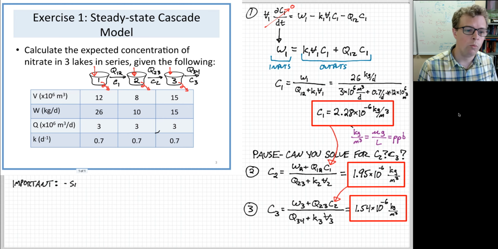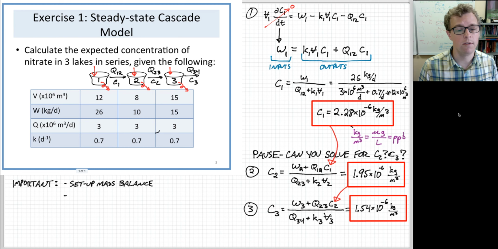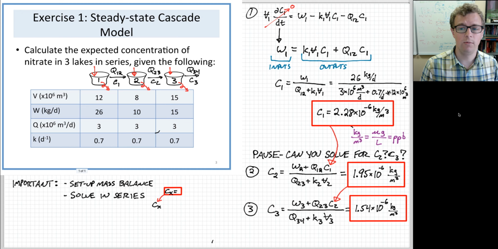I want to summarize what I think are important things to take away from this example. One, you're able to successfully and correctly set up a mass balance for each of those lakes and simplify it for the steady state conditions. Two, for lakes in series that are feed-forward systems only, you can solve these in series. Each of the times on the right where you see a red box and then a red arrow pointing to the next downstream lake is an indicator of doing that. Solving one allows you to solve two, to solve three, and so forth.